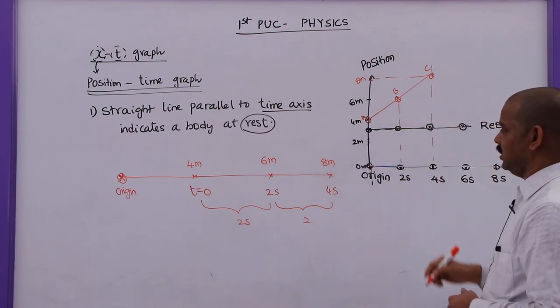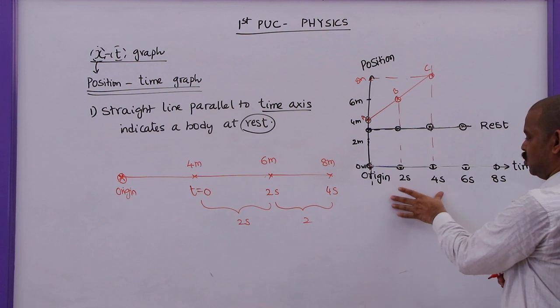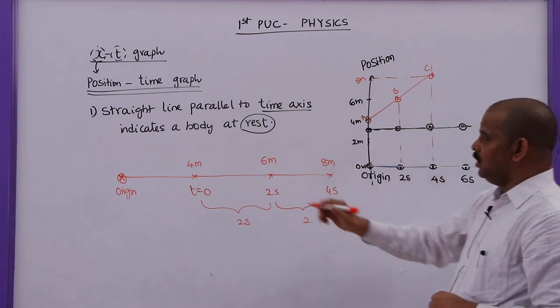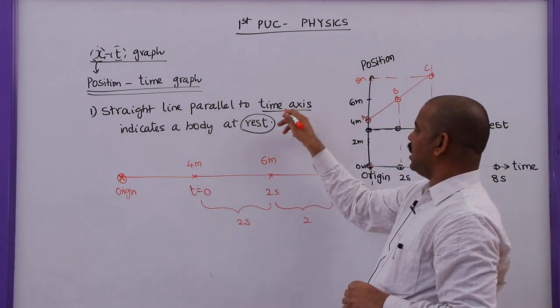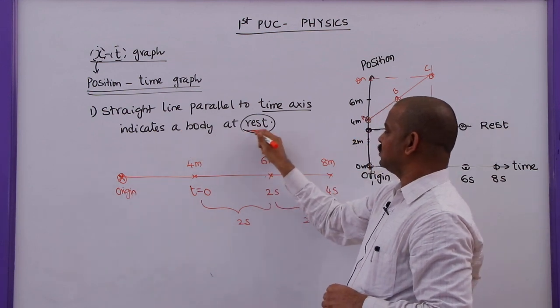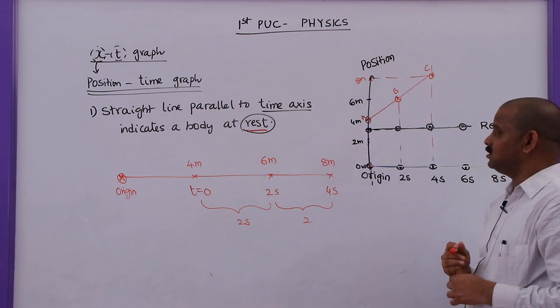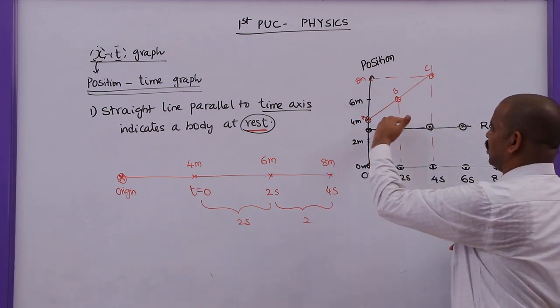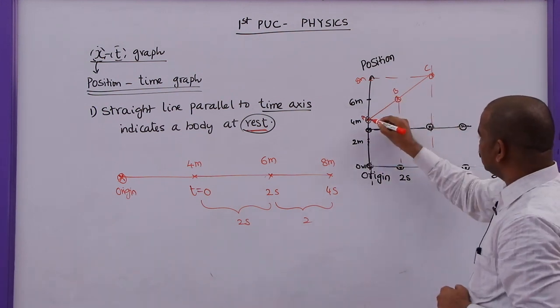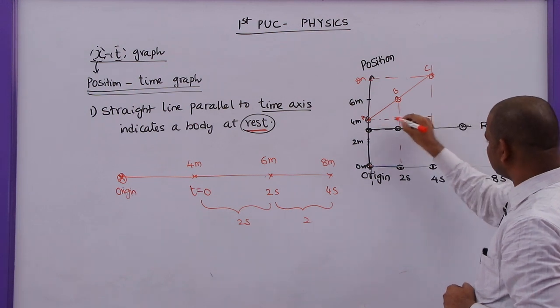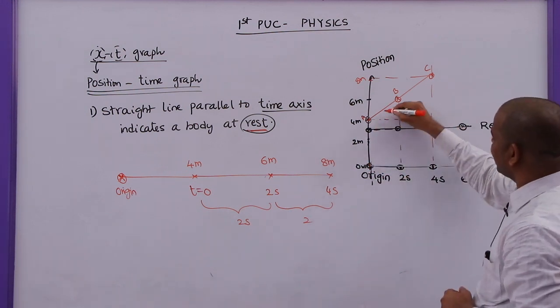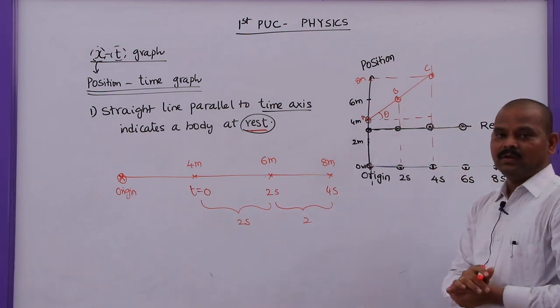What is the difference between this line and this line? This line is parallel to the x-axis. Any straight line parallel to the time axis indicates that the body is at rest. But this is not a line parallel to the time axis. It is making some angle. You know how to measure the angle. So, it is making some angle with the time axis. This is the time axis. You can draw any line here. This is theta.